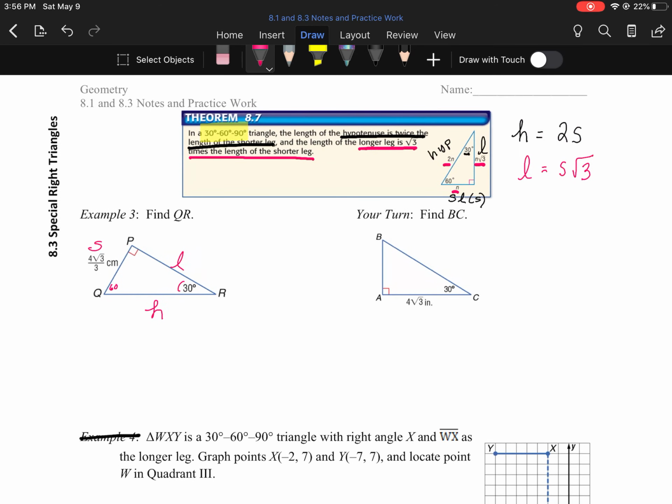So let me scroll down a little bit. To find my hypotenuse, I need to know the short leg. So H equals 2S. If we look, we do happen to know the short leg here, so all we have to do is substitute it in. So 2 times 4 root 3 over 3. Now don't forget how to multiply these. I can put 2 over 1 and then multiply straight across. So 2 times 4 is 8 root 3 over 3, which is 100% an acceptable answer. If you wanted to write it in decimal, that would be 4.62. Oh, and that's centimeters.